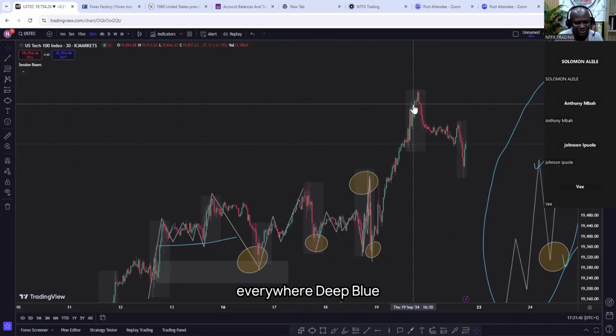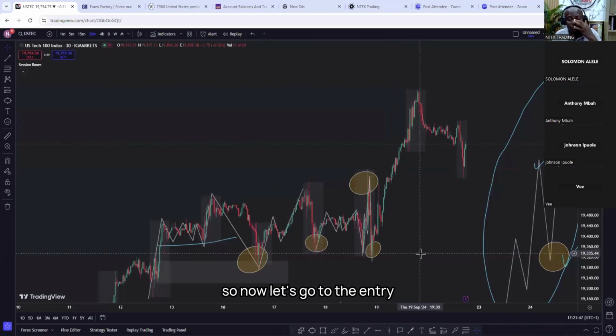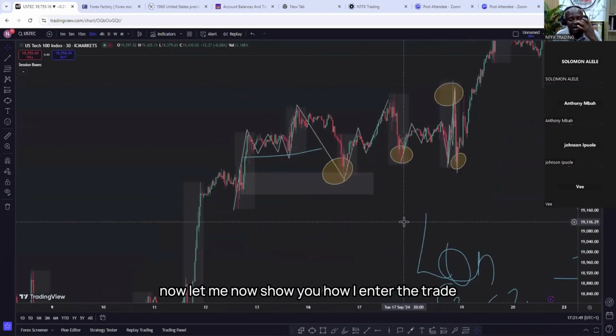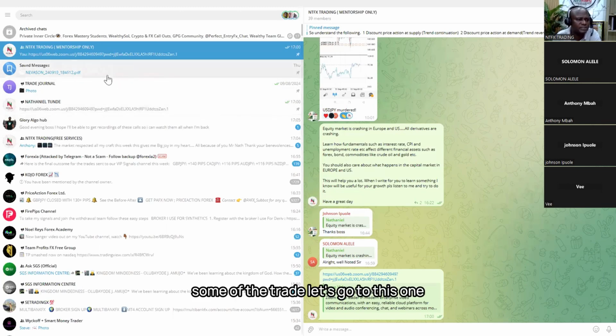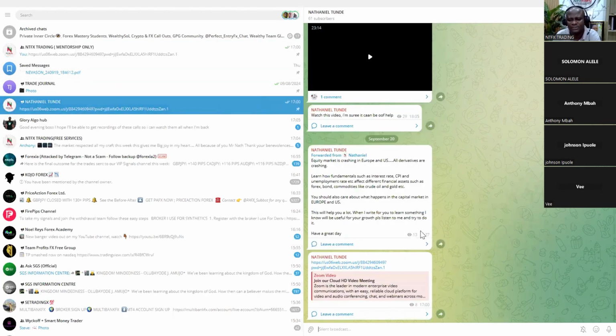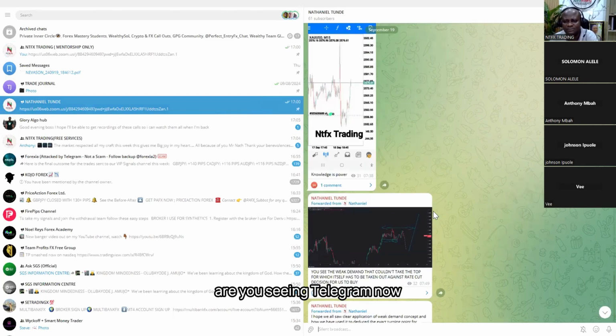Everywhere, deep blue. Do you understand? So now, let's go to the entry. Let me show you how I enter the trade. You will now see how it is done. I'll take you to Telegram right now, show you some of the setups, some of the trades. Let's go to this one. Are you seeing Telegram now?